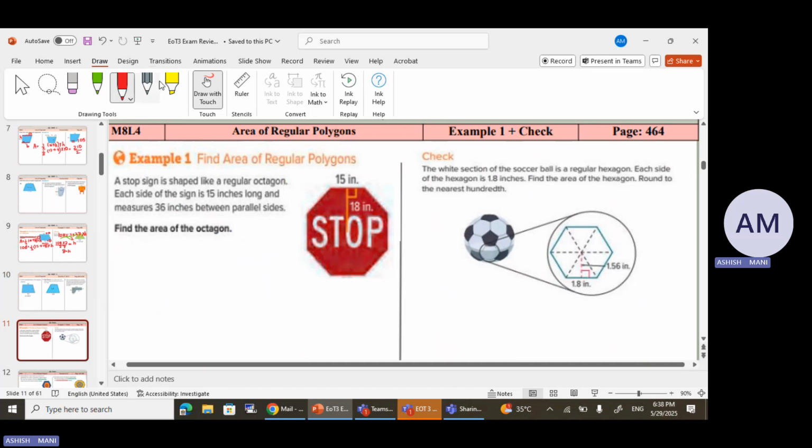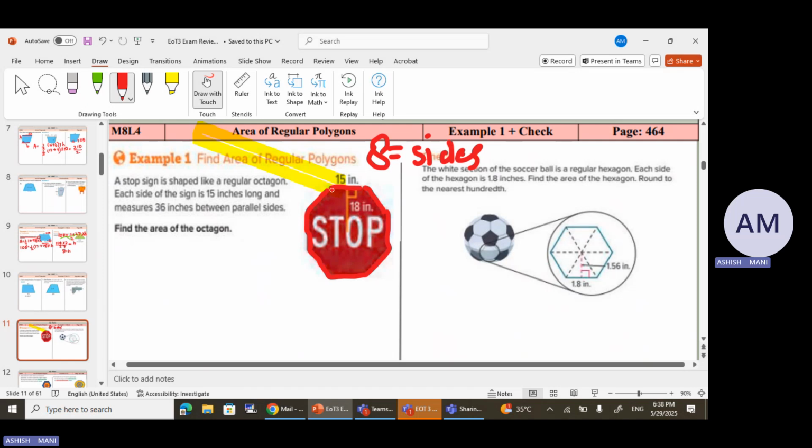Now we come to the area of a regular polygon. Now polygon, that is any figure which has a number of equal sides. Now in this polygon, if you see, how many sides are there first? 1, 2, 3, 4, 5, 6, 7, 8. So here if you see the sides are 8. Okay. Then after this, what we have to find? We have to find the area.